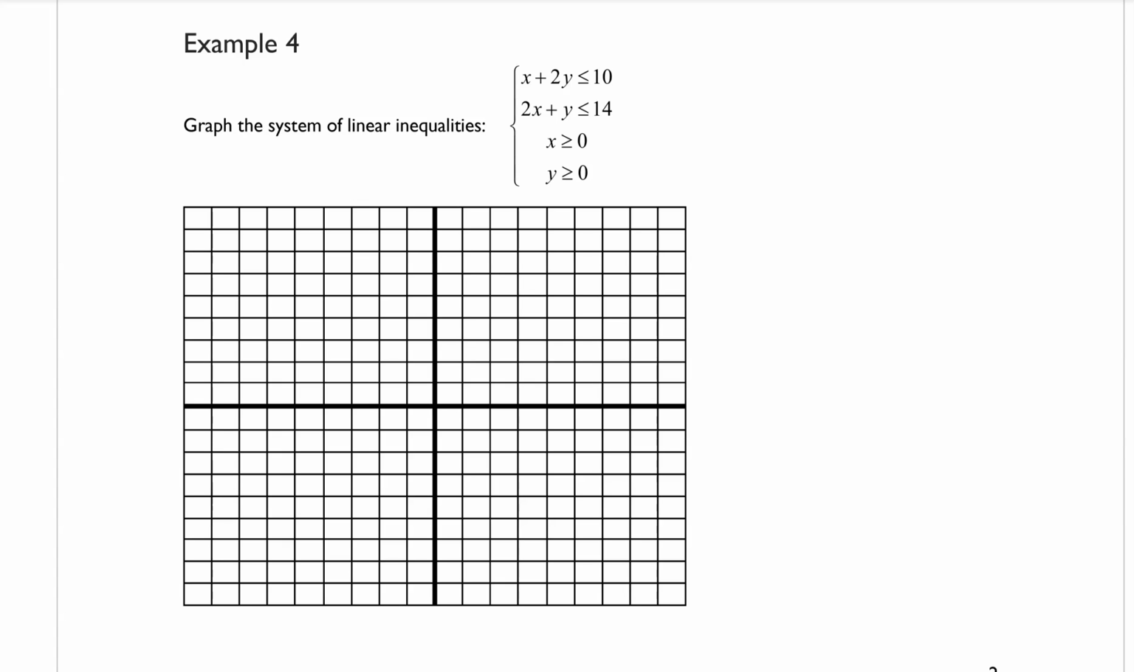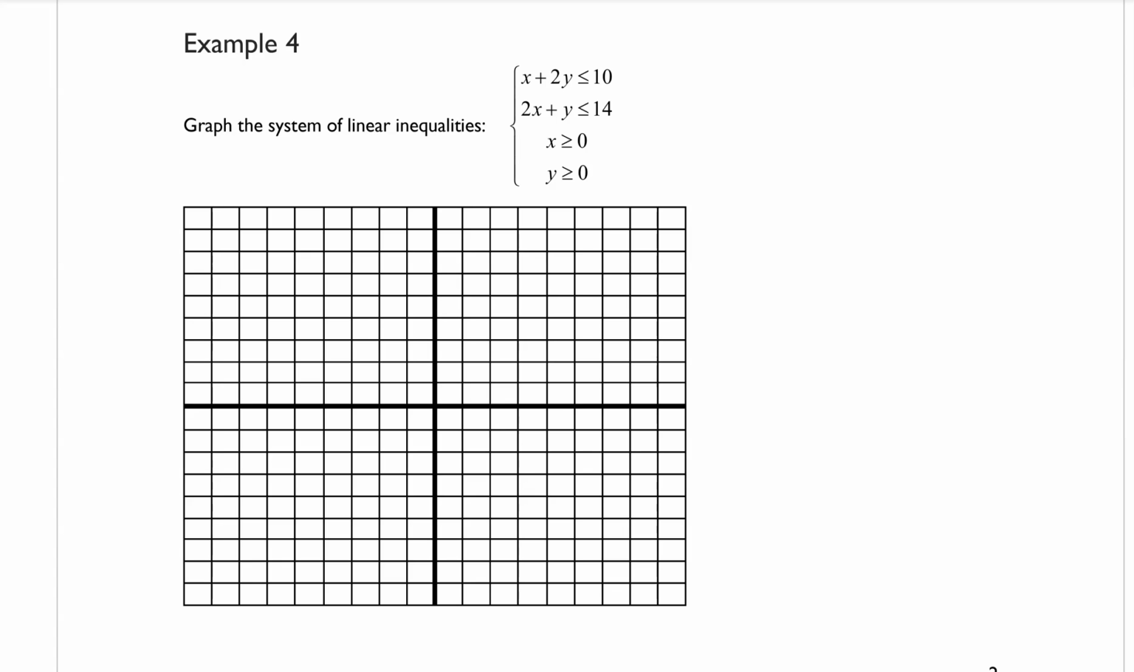Welcome back, everyone. Let's go ahead and talk about example 4. So we want to graph the system of linear inequalities given there. We have x plus 2y is less than or equal to 10, 2x plus y is less than or equal to 14, x is greater than or equal to 0, and our last inequality is y is greater than or equal to 0.